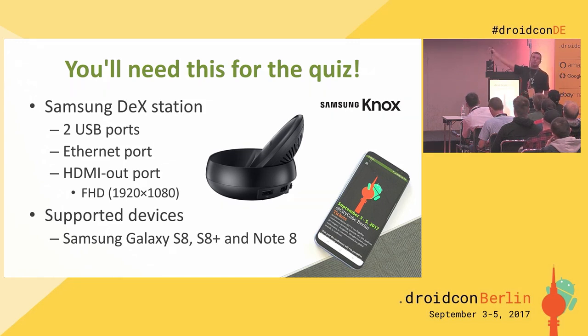So we get two USB ports. You can plug whatever you want pretty much into those USB ports. So today I used my clicker's RF receiver and my keyboard and mouse RF receiver. So I basically used both of my ports. We also get an Ethernet port in case you want to plug in your Ethernet cable. We get an HDMI out port. Currently, it runs in full HD. This is the maximum resolution. But as you can see, even on this huge screen, it looks remarkably well. And currently, the only devices you can pop into this station are Galaxy S8, S8 Plus, and Note 8.